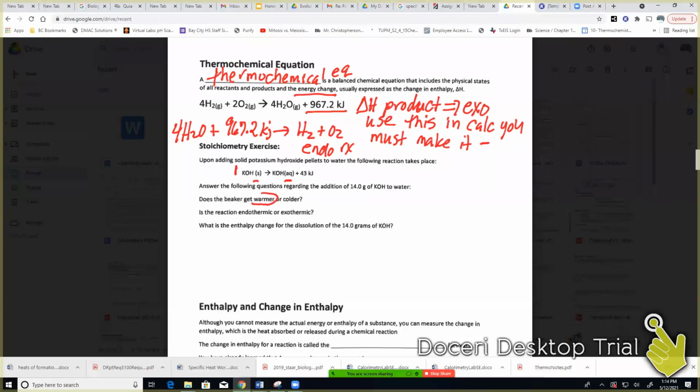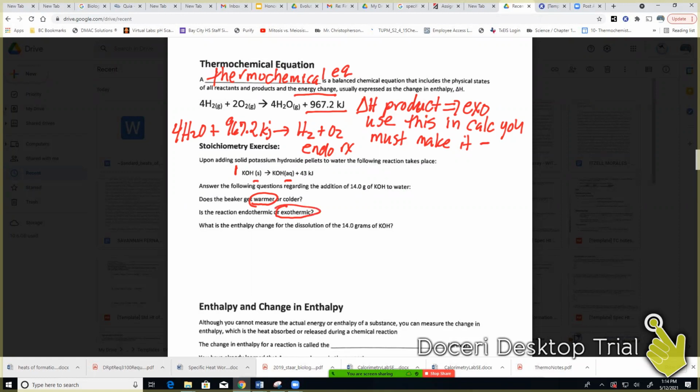Warmer, it does. In exothermic reactions, it's going to get warmer. So like a hand warmer. Endothermic reaction, it's taking some heat energy in, so it actually gets colder. So like an instant ice pack. So this one would be exothermic.